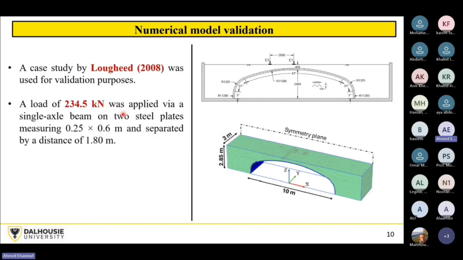This is a point load, but as I told you, it's actually a single axle beam having 2 point loads on 2 steel plates. So we are only simulating here 1 point load because we are modeling only 1/2 of the structure.